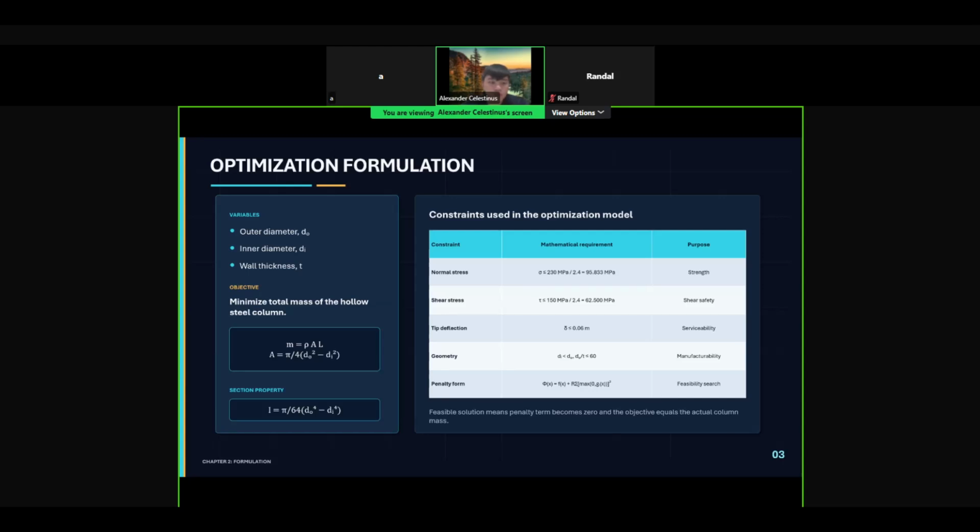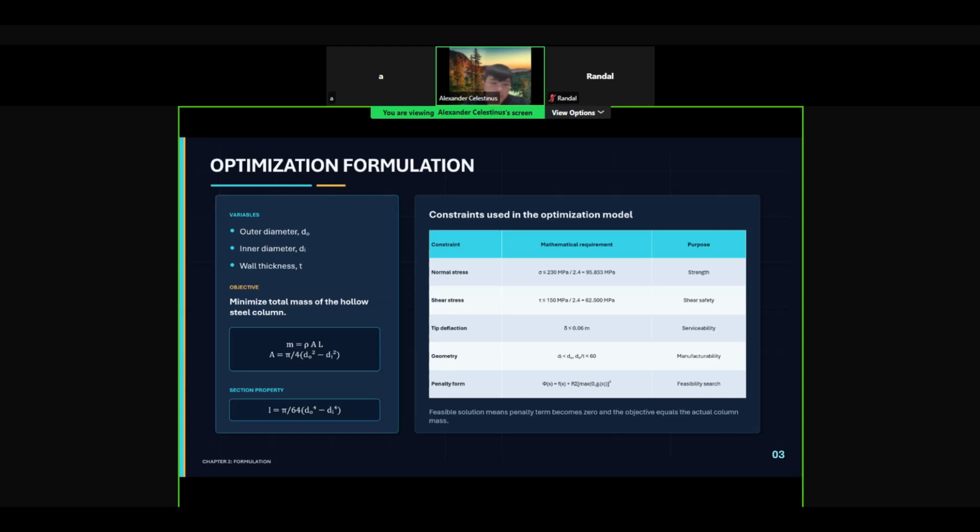This is our optimization formulation. The design variables are the outer diameter and the inner diameter of the hollow steel tube. These variables determine the cross-sectional area and the moment of inertia of the column.